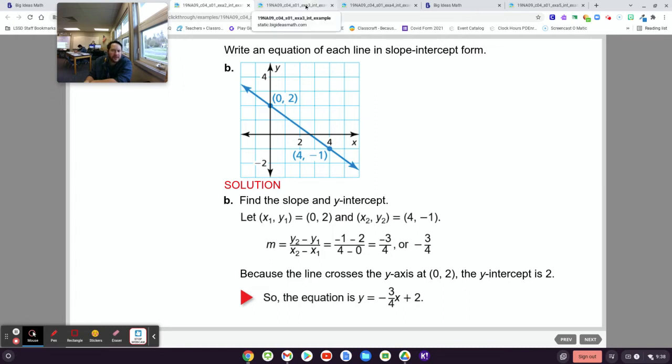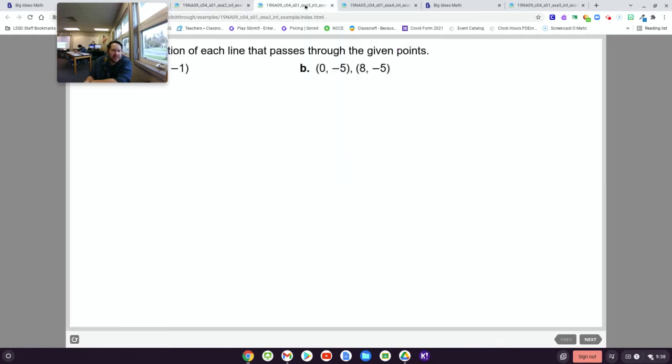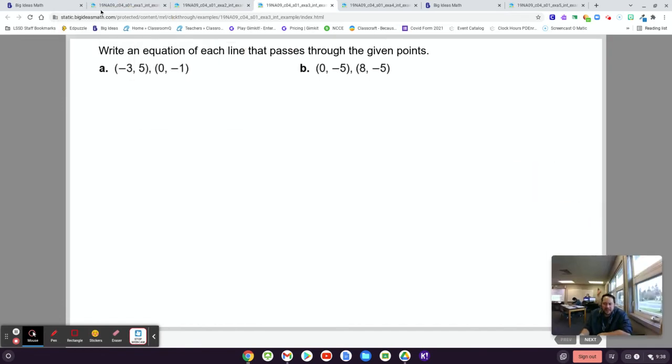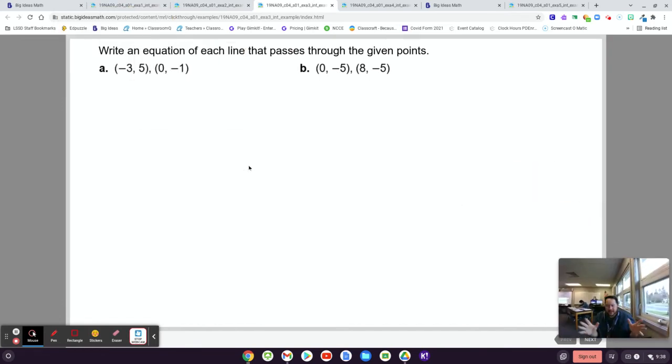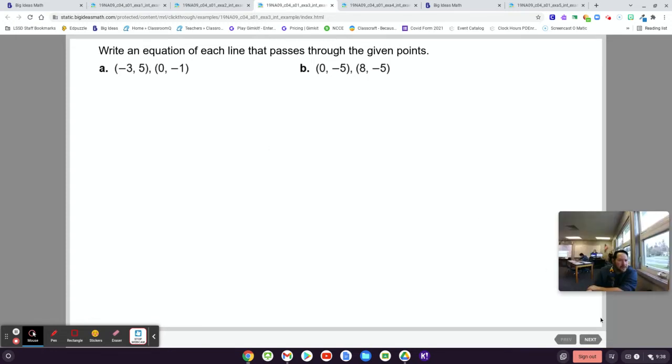Okay, now what do you do if you don't have a graph and they don't straight up tell you the slope and y-intercept? What if they just give you 2 points? Okay, this is where that slope formula will come in handy, or you can mentally picture a graph in your head. So using these 2 points, -3, 5 and 0, -1, calculate the slope for A.